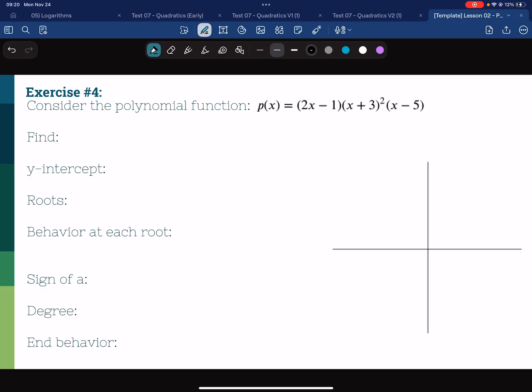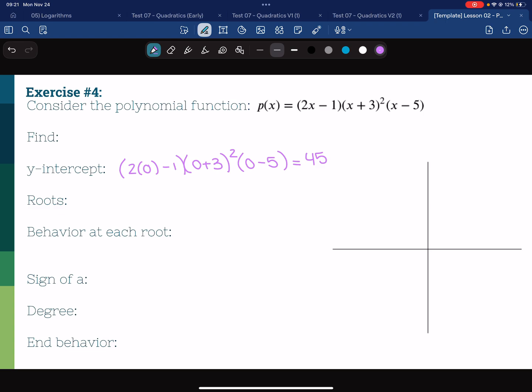So in this scenario for exercise 4, we've got another roots scenario. As I look at that roots form, my y-intercept again, we're just plugging in 2 times 0 minus 1, 0 plus 3 squared, 0 minus 5. As I plug that all in, I know I'm dealing with 45. Because I'm looking at 3 squared for the 9 times a negative 1 is a negative 9, and then negative 9 times negative 5 is positive 45.